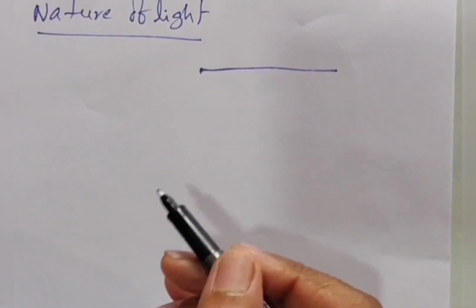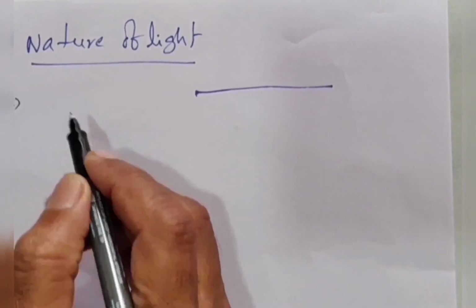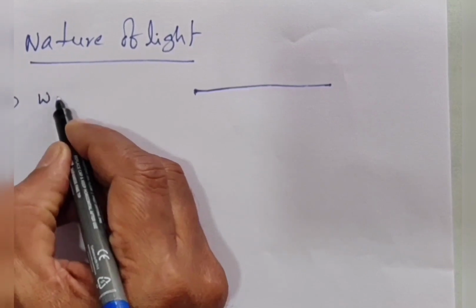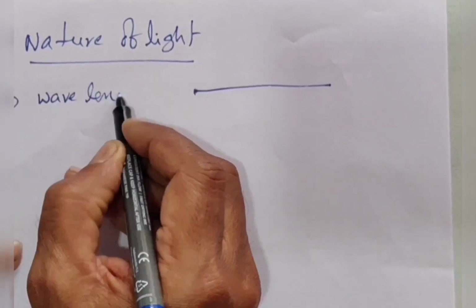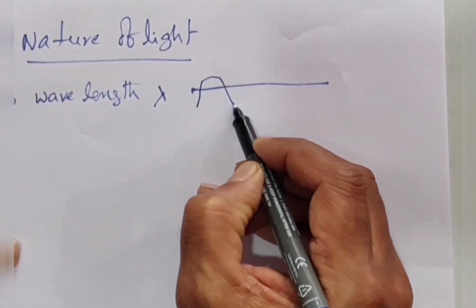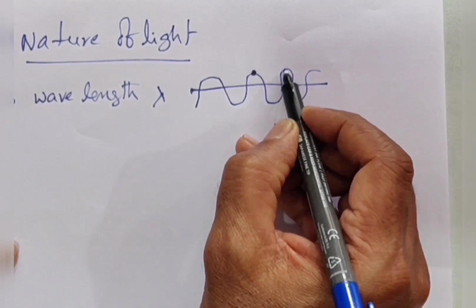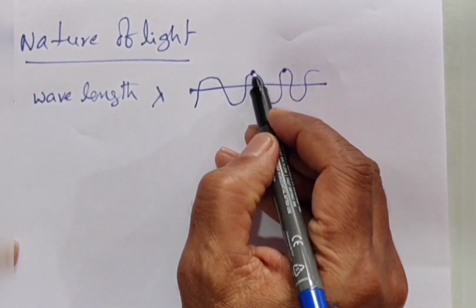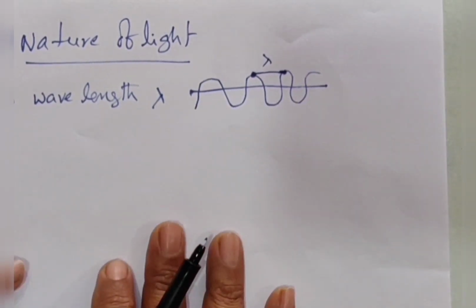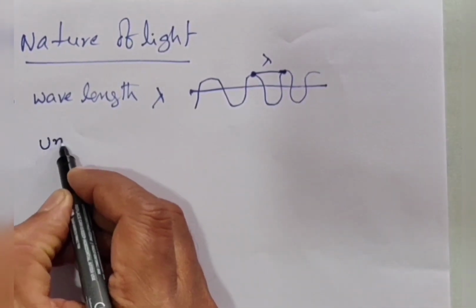Next, another important topic is the nature of light. In that, first are the characteristic properties of a wave. The first one is wavelength, denoted by lambda. Wavelength means the distance between 2 similar points or 2 successive points of a wave. It has some units.